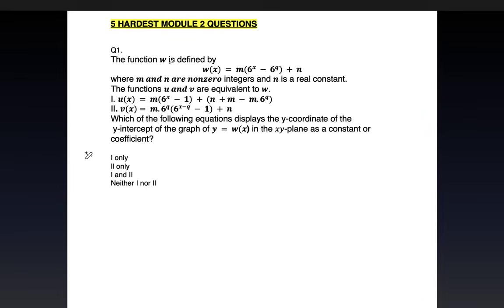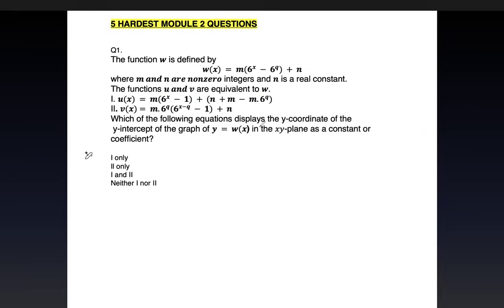They give you a function W, right? They give you a bunch of variables. And they say m and n are non-zero. That means this and this are non-zero integers. And n is a real constant. So this is your constant, right? Real normal constant, right? That's key. And they said what? Function u and v is equivalent to what? W. That means these guys are the same as that. And they give you a bunch of weird numbers. It looks complicated. Don't worry about it.